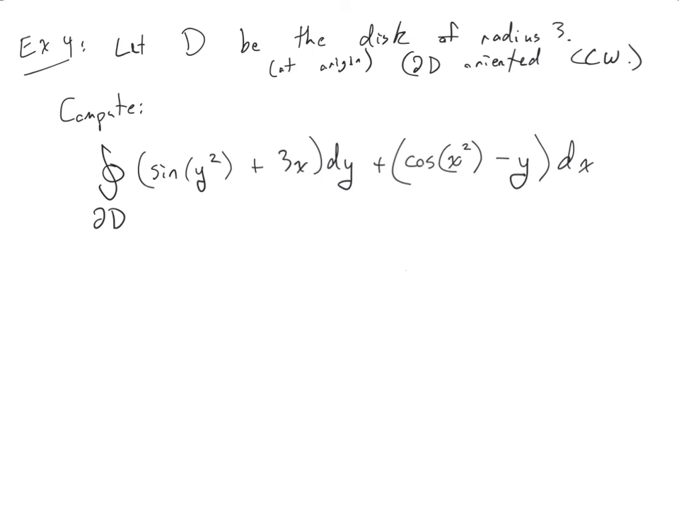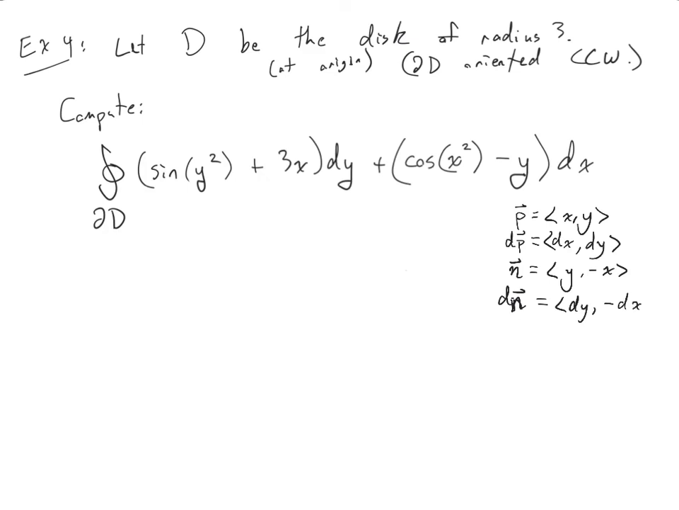What we need to do is unpack it into either a flux or a flow integral, and I'm going to do both. And our translation guide between them is, if we let P be x, y, then dP is dx, dy. We've seen that in our line integral lecture. Then n, we said, is y, minus x. So dn is going to be dy, minus dx.